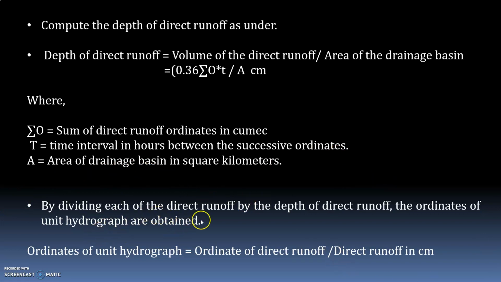By dividing each of the direct runoff ordinates by the depth of direct runoff, the ordinates of the unit hydrograph are obtained. That is, ordinate of unit hydrograph is equal to ordinate of direct runoff divided by direct runoff depth in centimeter.